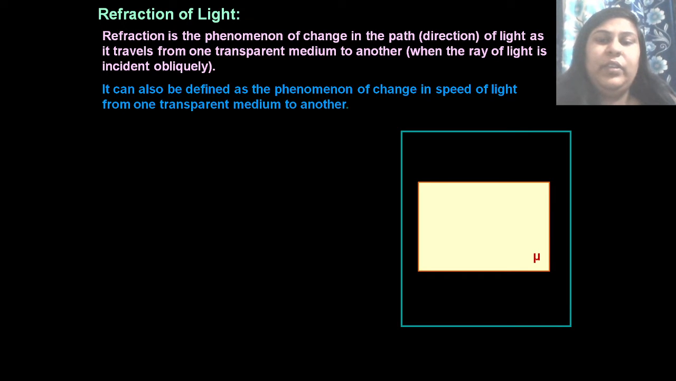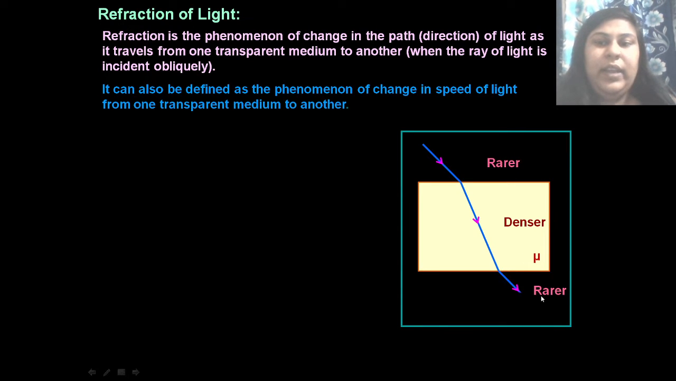Here I am taking two media. The first one is air and the second one is glass, rarer and denser. So you can see that air is a rare medium, glass is denser, and again the air is rare. A light ray is incident on the glass. It moves from rare to denser and bends in this direction. Now the light ray goes from denser to rare. So we are drawing two normals at these points.